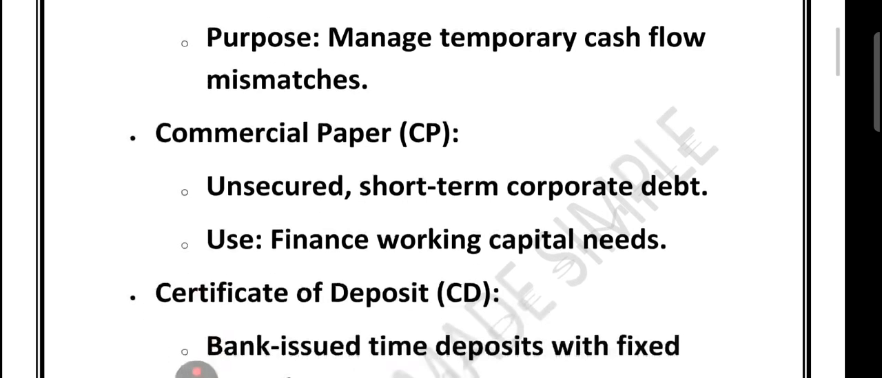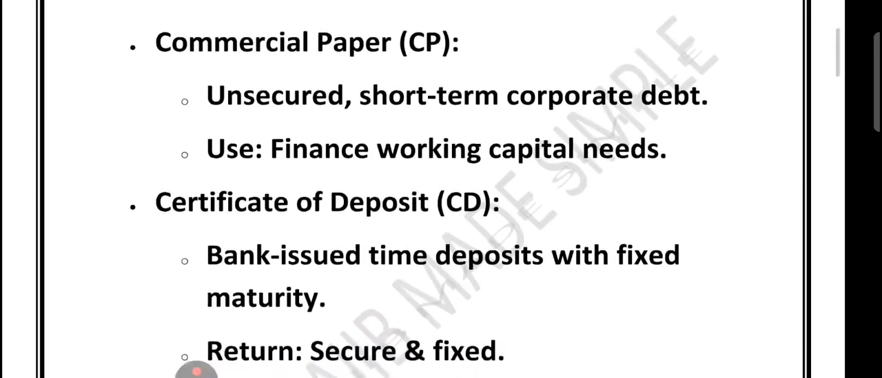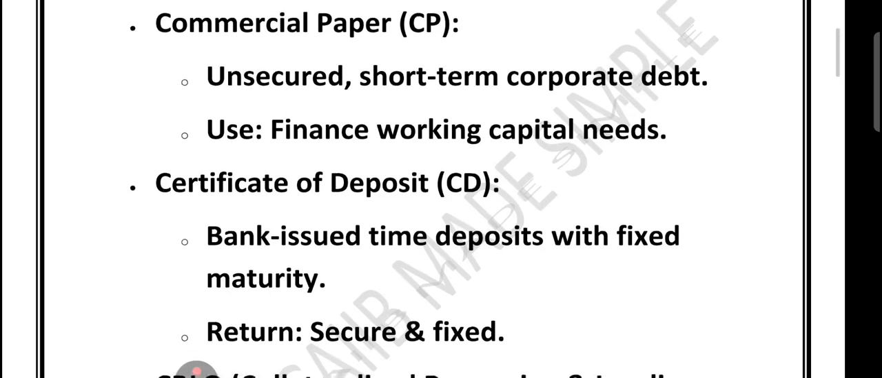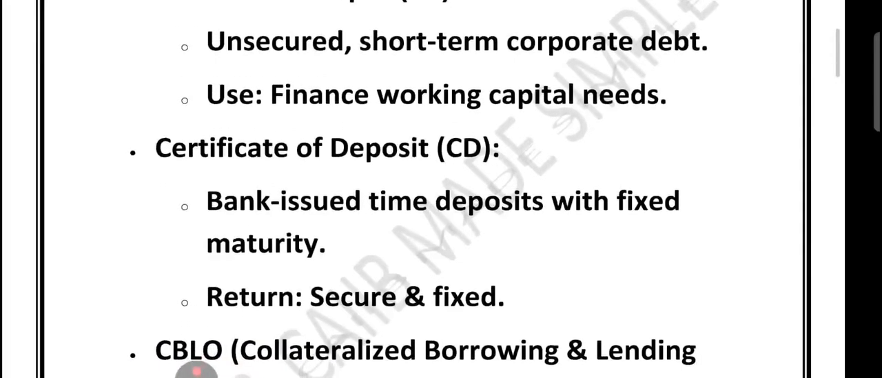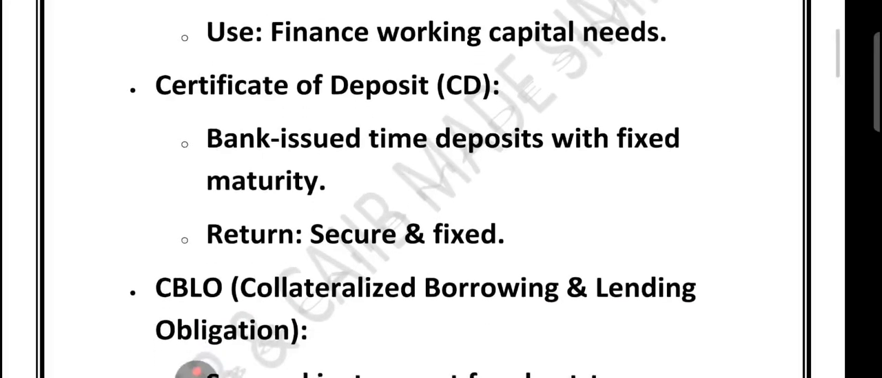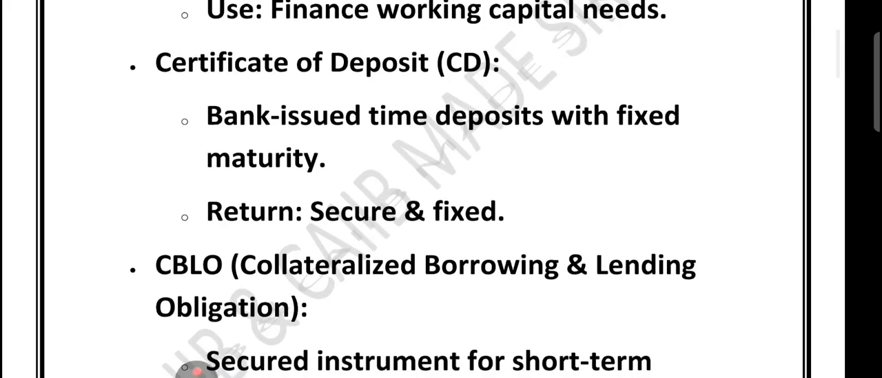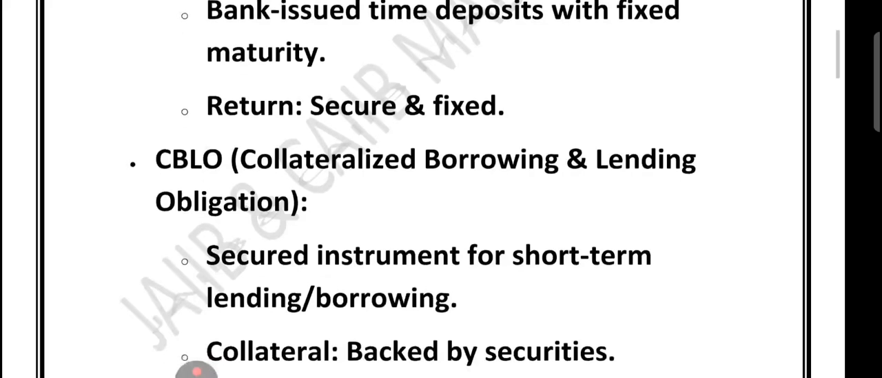Then comes the commercial paper, or we call it CP. CPs are unsecured short-term debt instruments issued by corporates to raise funds for working capital needs such as paying suppliers or managing daily expenses. That is called commercial paper. Another important instrument is the certificate of deposit, or we call it CD. CDs are time deposits issued by banks for a fixed period with guaranteed return. They are safe and suitable for short-term investors looking for stability.